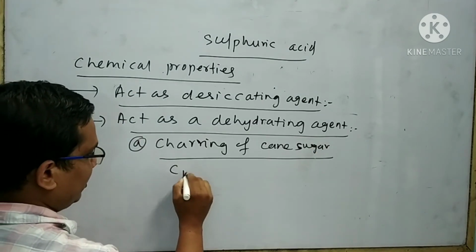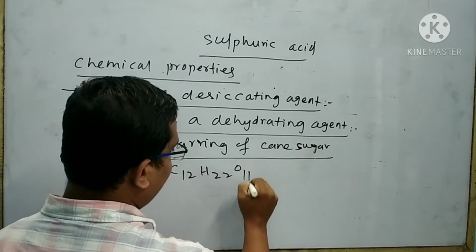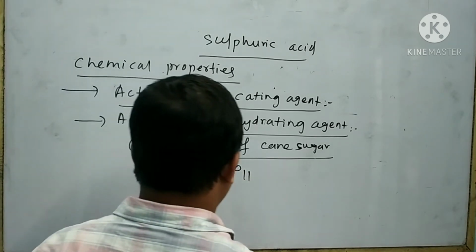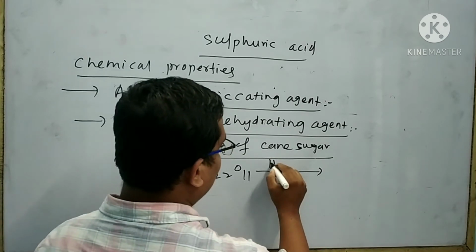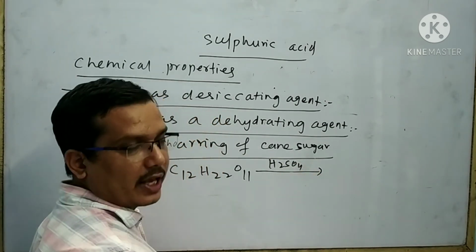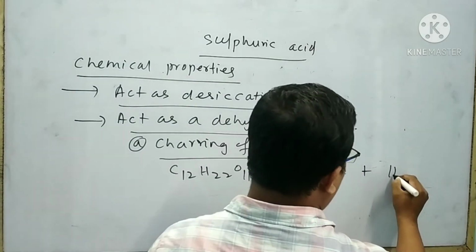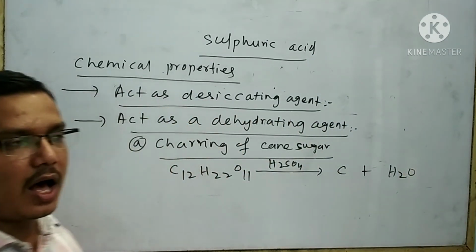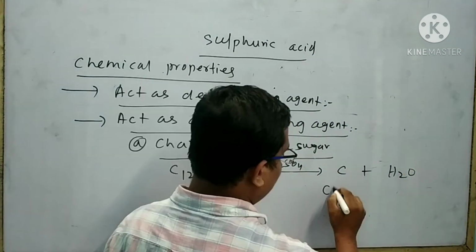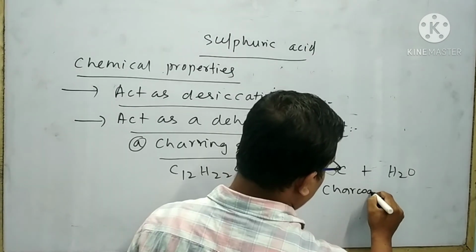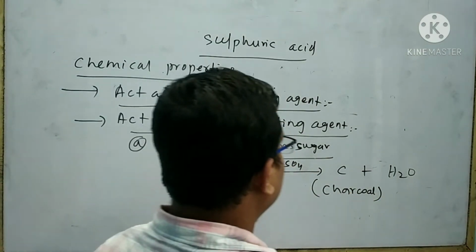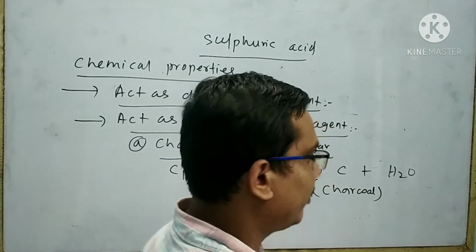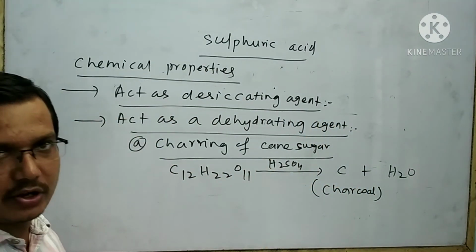Cane sugar means C12H22O11. When C12H22O11 is subjected to reaction with H2SO4, then carbon and water molecules are formed. This is your charcoal. This process is called charring of sugar due to formation of the charcoal.